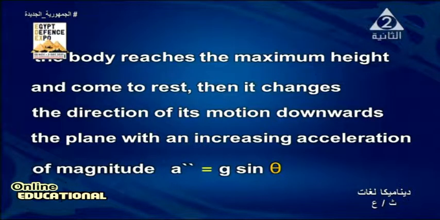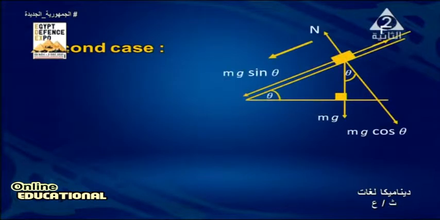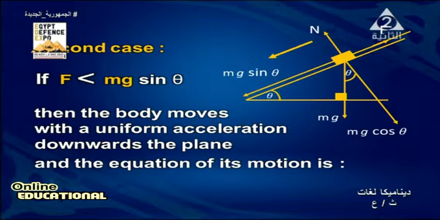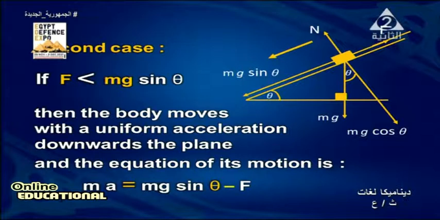Now the second case. If F is smaller than mg sine theta, then the body moves with a uniform acceleration downwards the plane, and the equation of its motion is ma equals mg sine theta minus F.